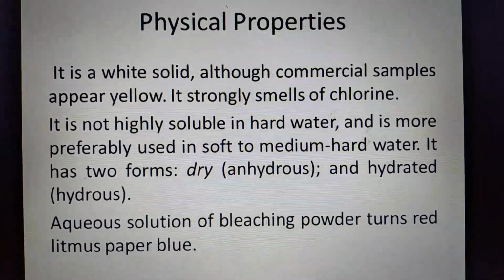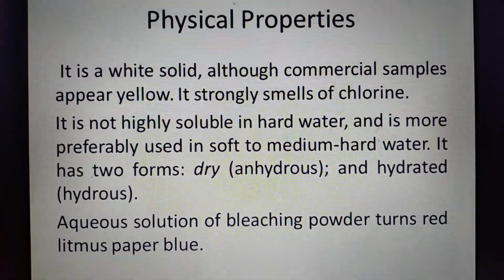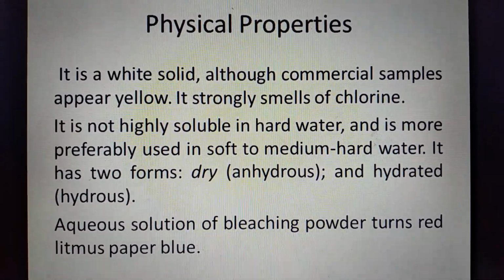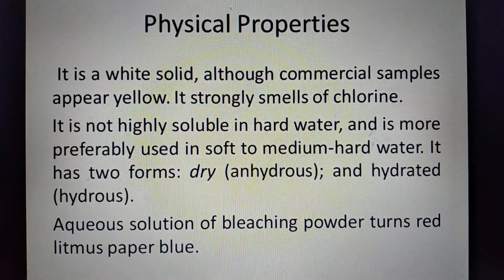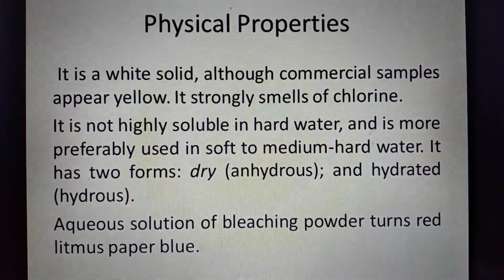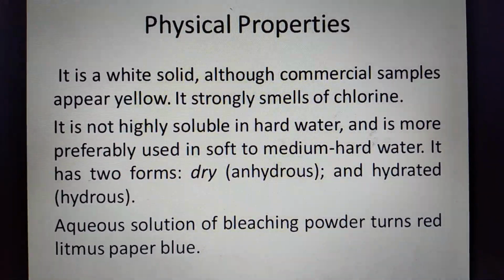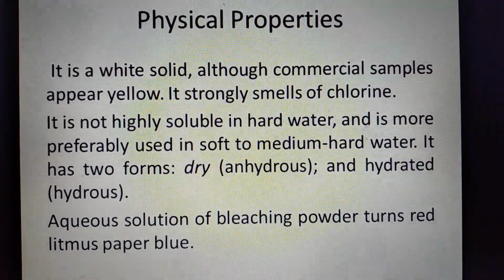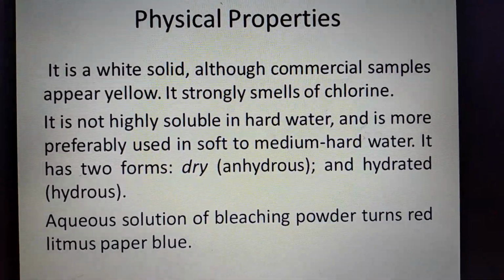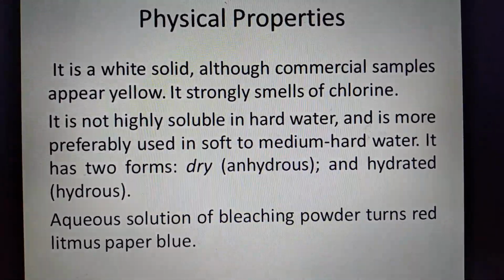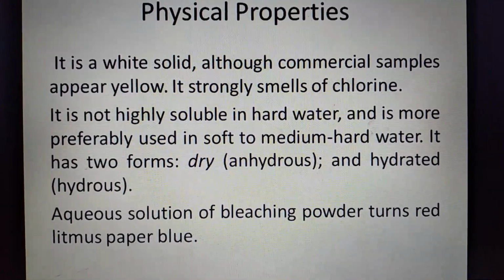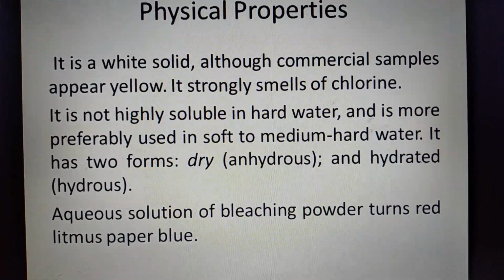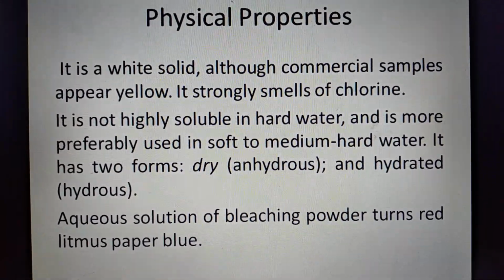Now we will discuss the physical properties. It is a white solid, although commercial samples appear yellow, and it smells strongly of chlorine. It is not highly soluble in water and is preferably used in soft to medium hard water. It has two forms: anhydrous, meaning the dry form, and the hydrated form, that is hydrous. An aqueous solution of bleaching powder turns red litmus paper blue, so anhydrous calcium oxychloride has basic properties.